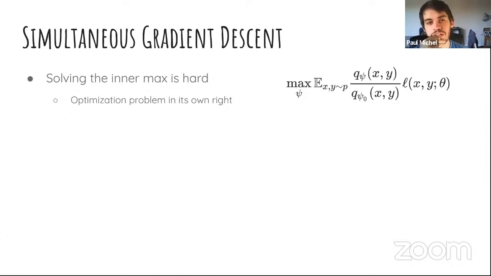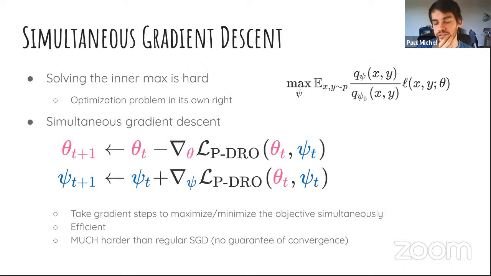Again, as I mentioned earlier, finding the inner maximum is hard. And that's one of the reasons why previous work has devised confusion sets that are a little bit simpler than this. Because essentially to find a max under the parameters of the adversary psi, you need to solve an entire optimization problem, right? So it's an optimization problem within an optimization problem. So what we're going to do instead is we're not going to take one gradient step on theta and then solve an entire optimization problem on psi and then take another gradient step. Instead, we're going to do simultaneous gradient descent.